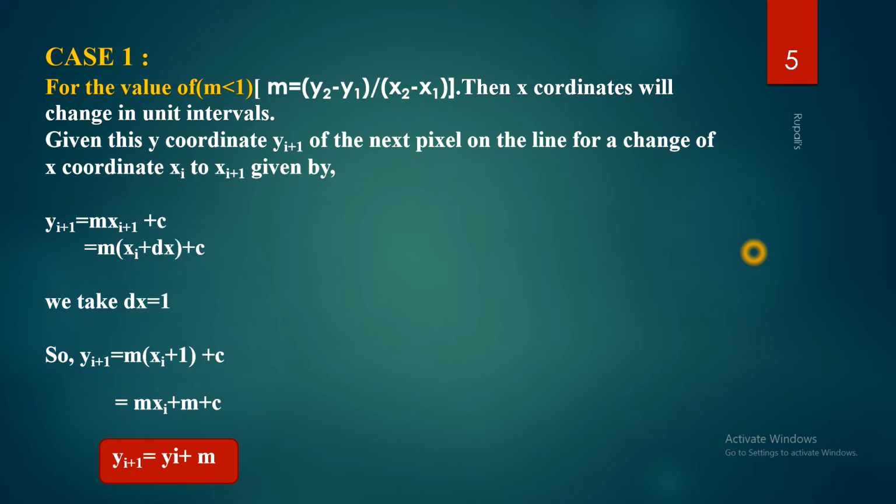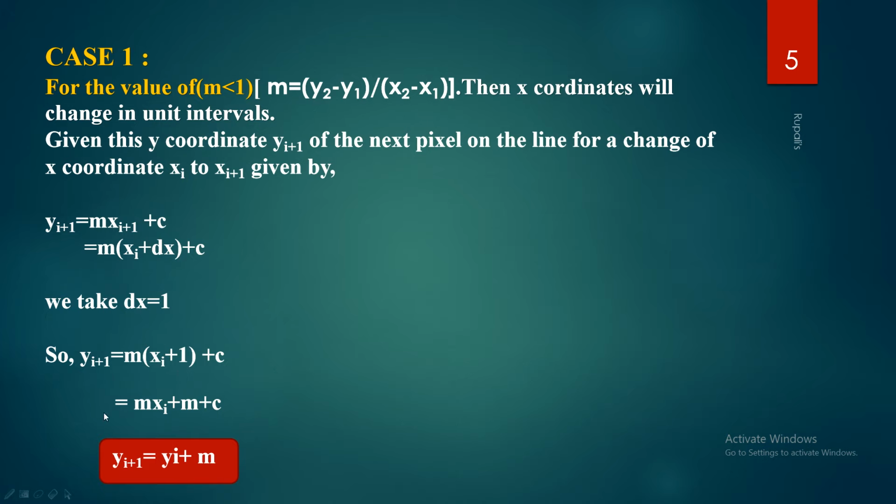Now case 1. For m less than 1, the x coordinate will change in unit interval. I want to change the x coordinate by unit interval and calculate the corresponding y value. When the x value is xi+1, the y value is yi+1. So from the equation, yi+1 = m(xi+1) + c, we can write m(xi + dx) + c. Now, the x coordinate will change in unit interval, so dx = 1.